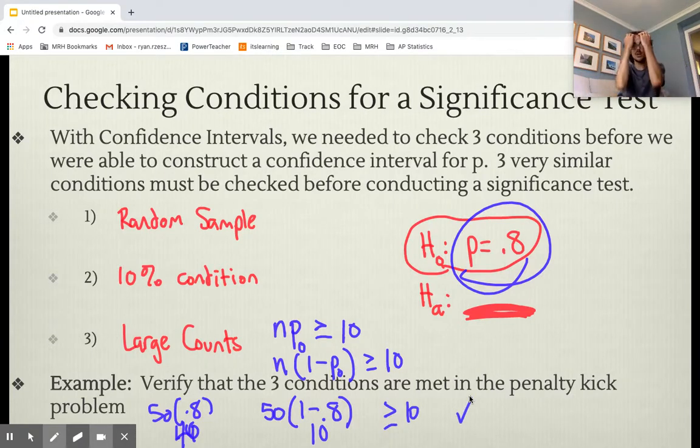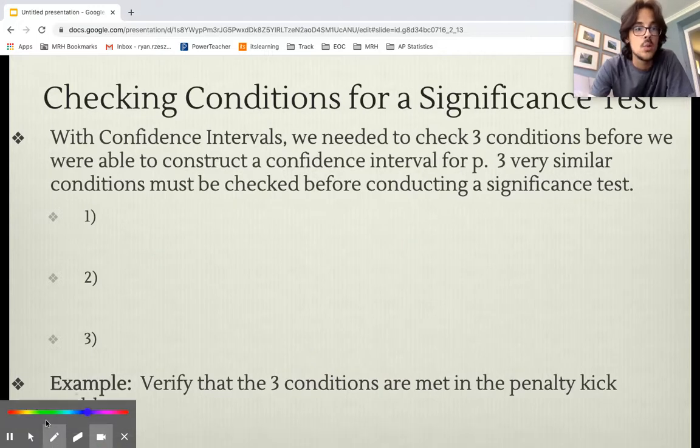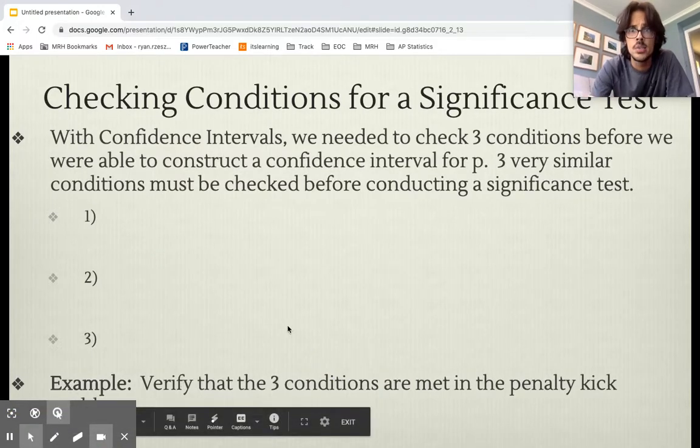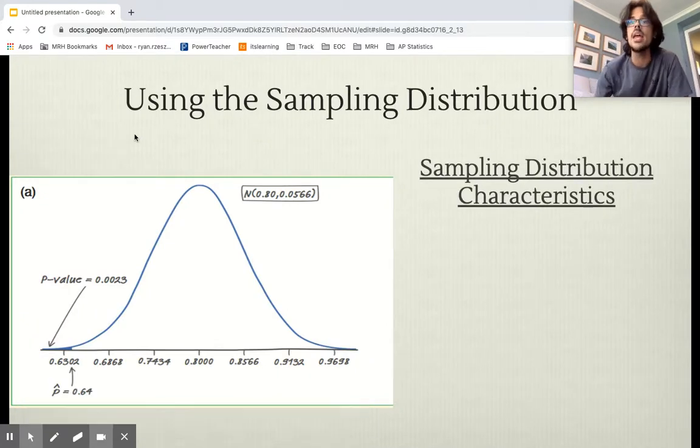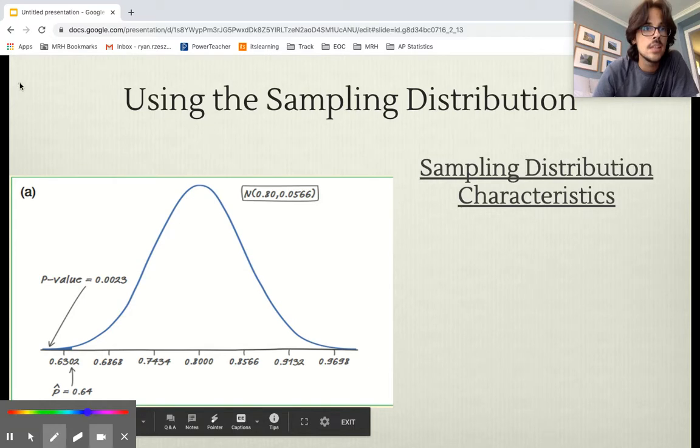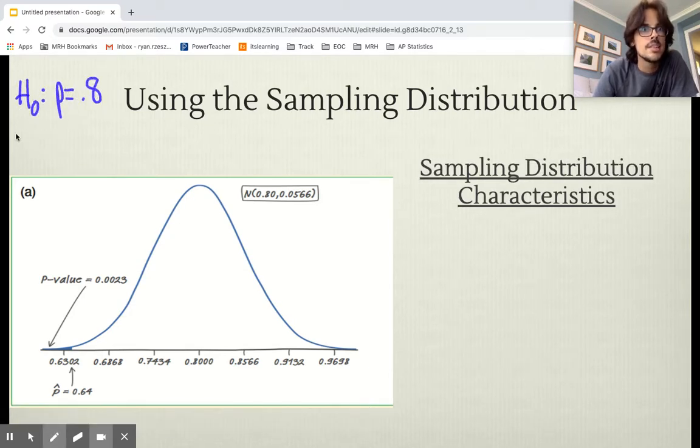Okay, so we check our 3 conditions before we can run any fancy statistics, just like we would do last chapter. So now that we've established that, okay, yeah, our conditions are met, let's talk about how you would actually figure out what's going on. And as I referenced earlier, it's going to use the concept of a sampling distribution. We go into this problem assuming that the answer is 0.8. I'm going to assume Larry's telling the truth, and I'm going to prove to him that, hey, you're actually wrong when we do this problem.